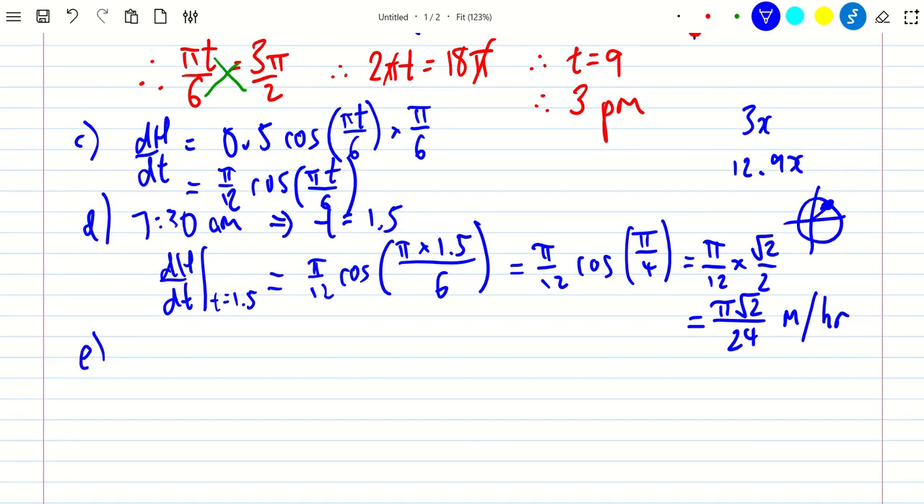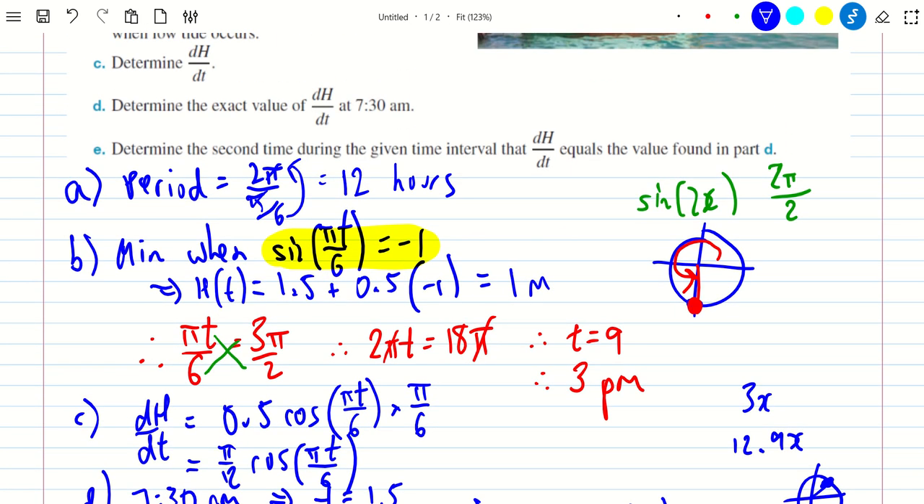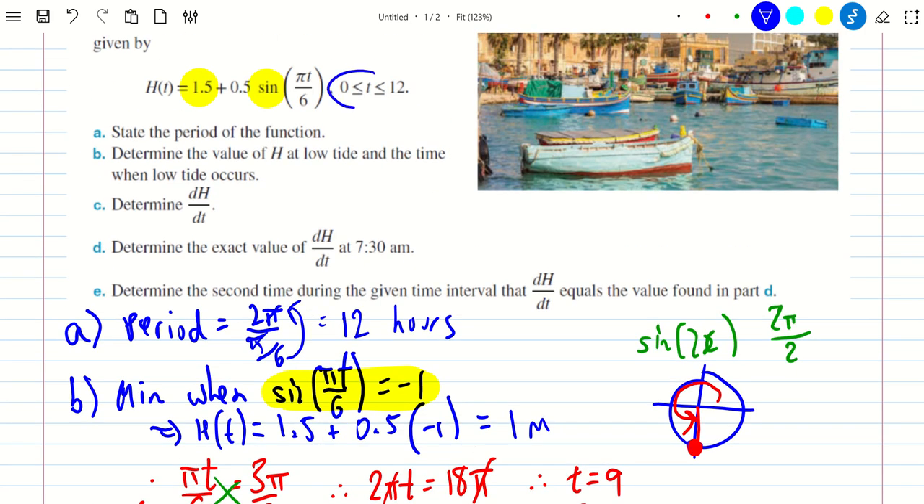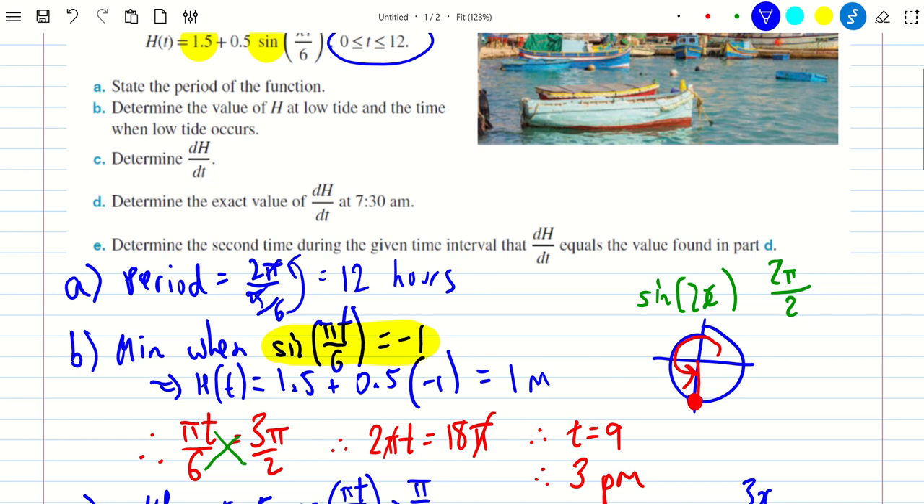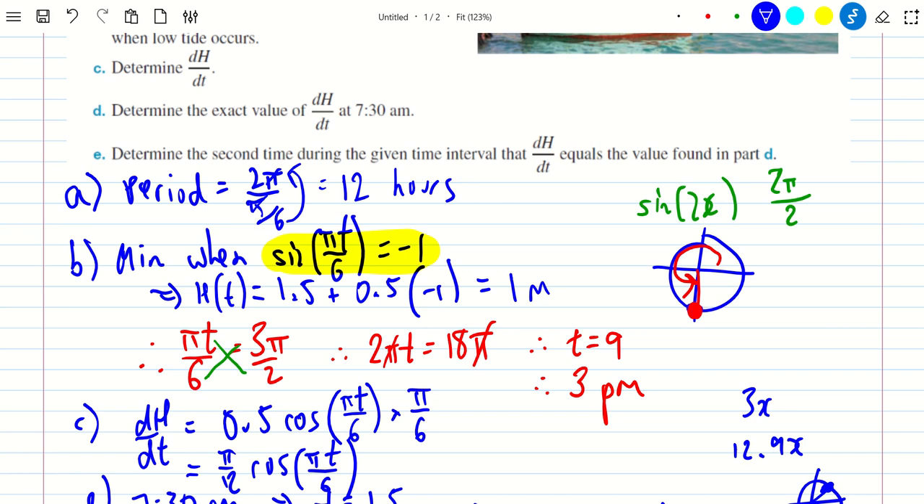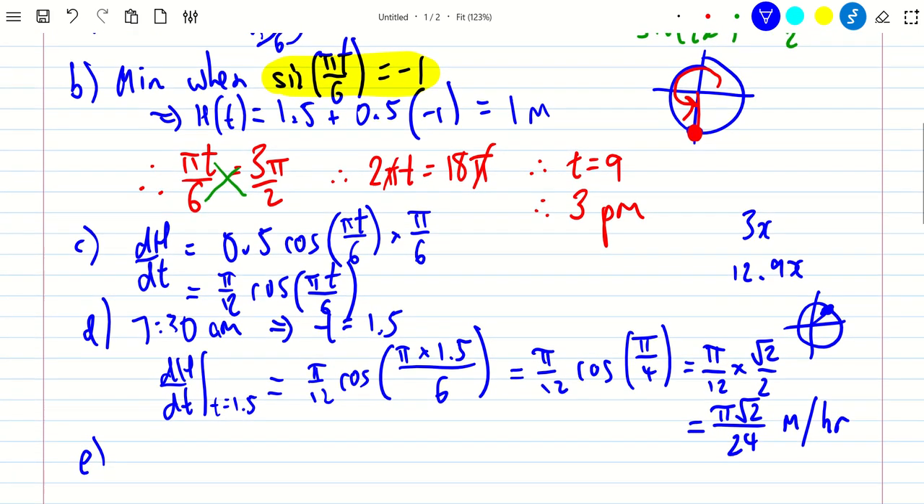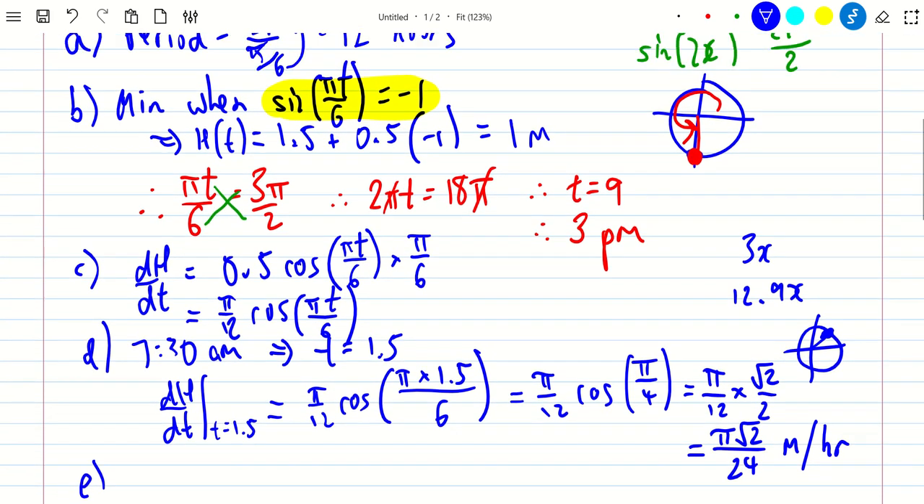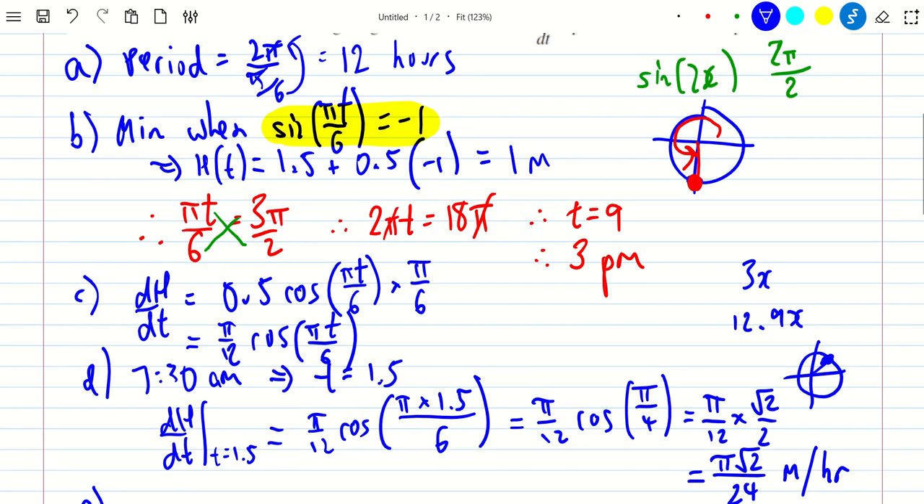Part E. What was part E? Let's have a look. Determine the second time during the given time interval. The time interval is saying that t is between 0 and 12, that dh/dt equals the value found in part D. So part D, 7:30. What it's asking is: when will you get this cos pi on 4 again? When will that value be the same, effectively?